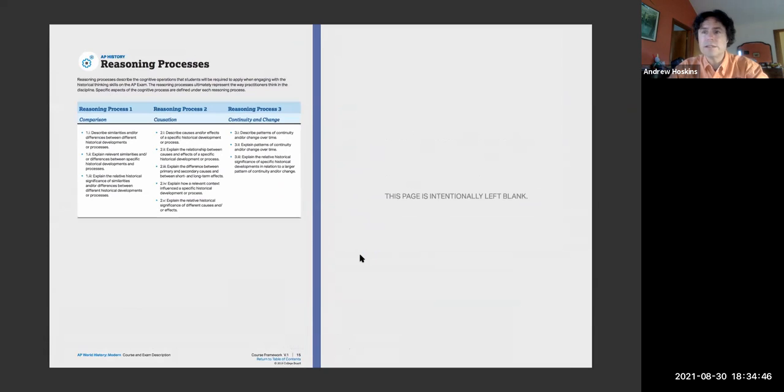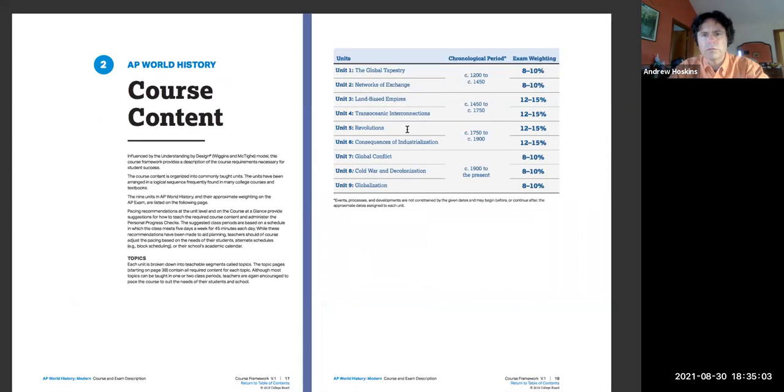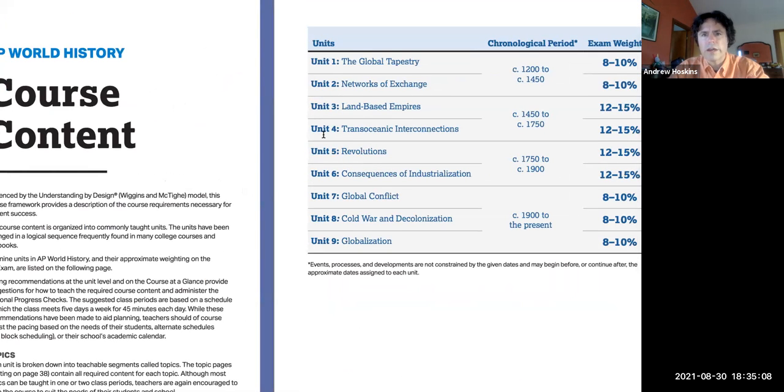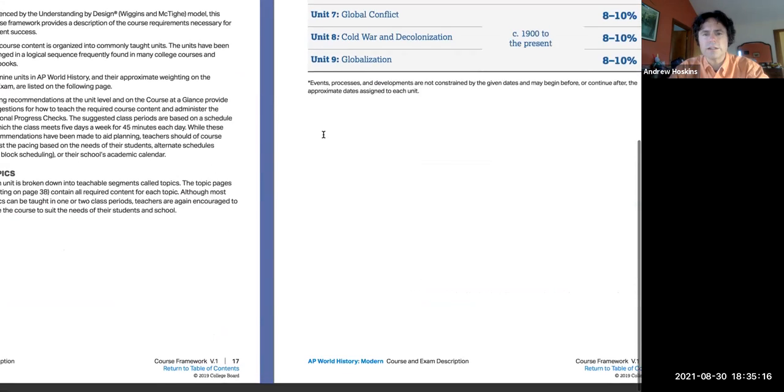Reasoning processes to kind of use that noggin of theirs. And how do you explain relationships, causation, comparison, continuity, and change? The content, you can see how much they give. I wish I could zoom in a little bit. There we go. Okay, just to see how much course weighting is in each of the units. You can see the units there.